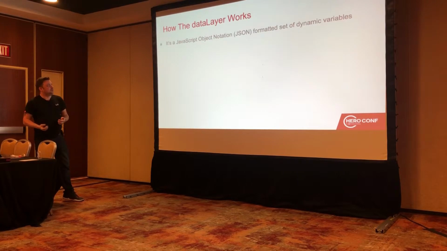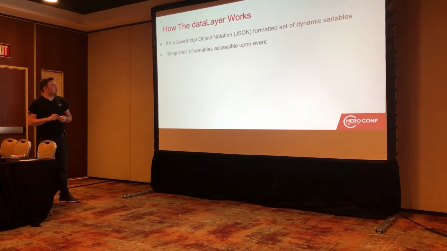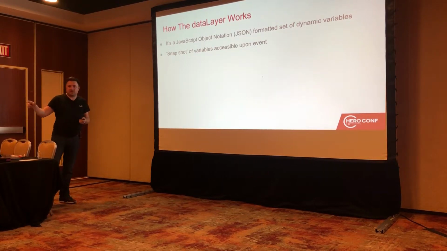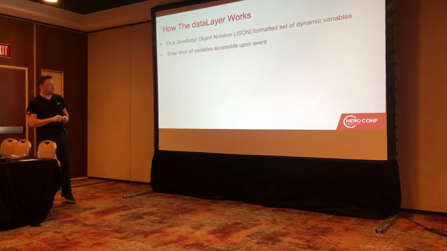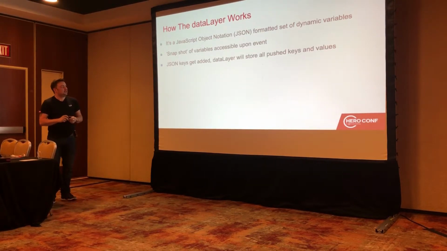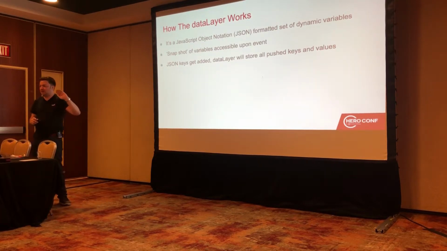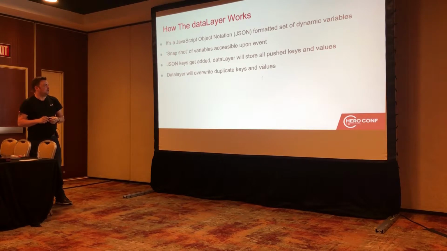So how does the data layer work exactly? It's a JavaScript Object Notation formatted set of dynamic variables. The snapshot of the variables accessible is upon the event. So an event might be they move their mouse out of an area, and then we calculate a lead score based on that interaction right there. The JSON keys get added. The data layer will store all push keys and values. Now that might be time over button, that's a key, and the value is 6 seconds. So that's what the key and value is. The data layer will overwrite duplicate keys and values.